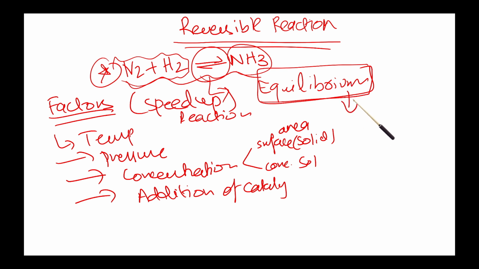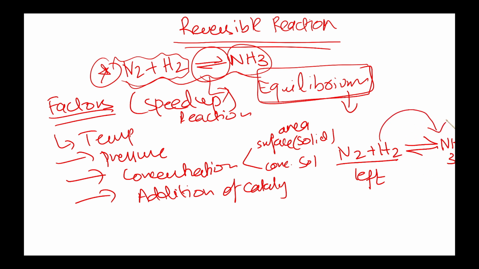What does it mean? When the reaction starts, the reactant side is the left side, so we call it the left side of the equilibrium. And this is the product, so it will be called the right side of the equilibrium. Our main target is to shift the equilibrium to the right side.